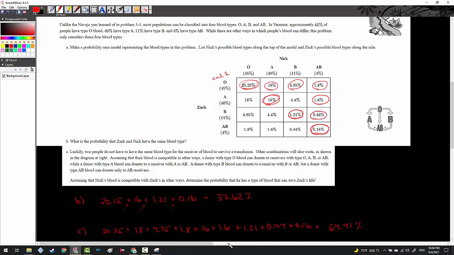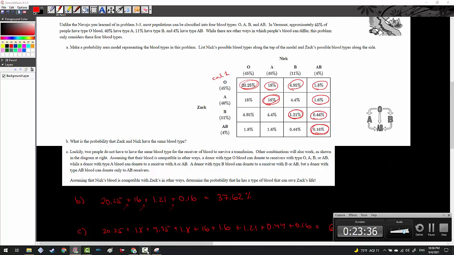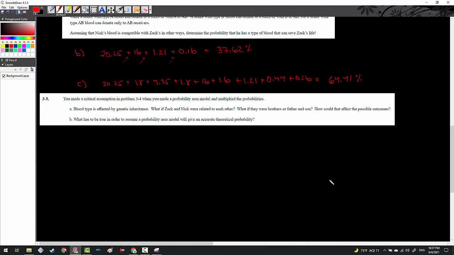Okay, so again, what are these problems trying to teach you? They're trying to teach you how to find individual areas and how those areas will apply towards finding probability. So let's finish up with 3.5 and then we'll be all set. And to finish up the last problem here, it does say you made a critical assumption in 3-4 when you made the probability area model and multiplied the probabilities. And so let me move this guy down a little bit here.